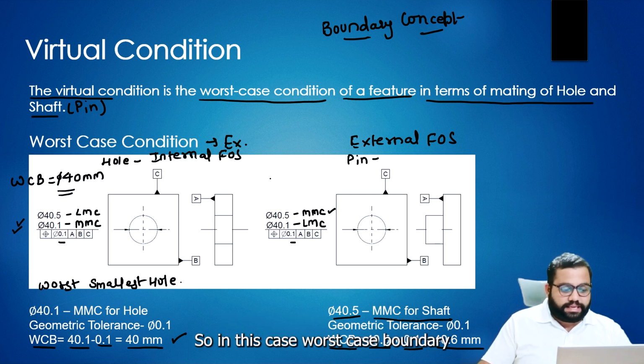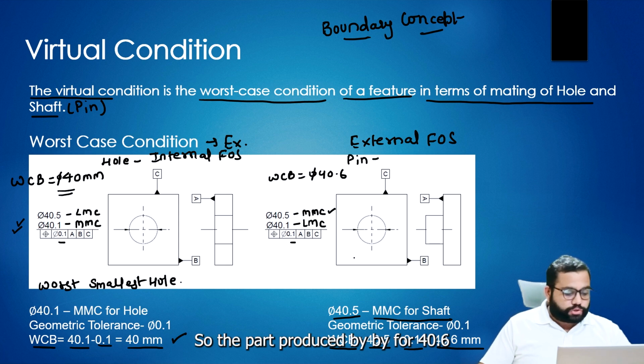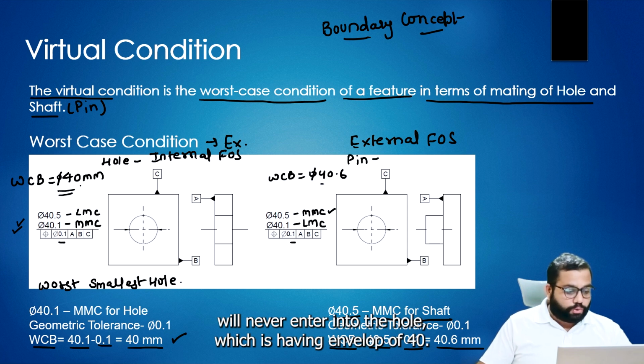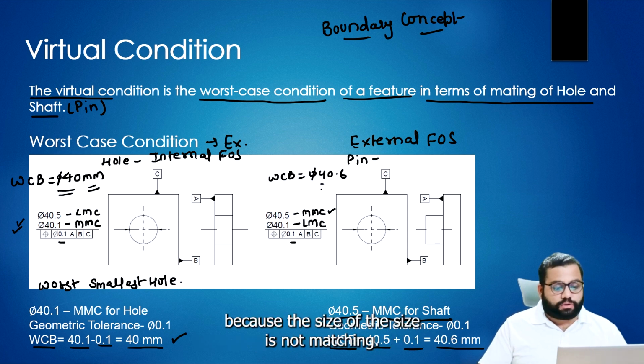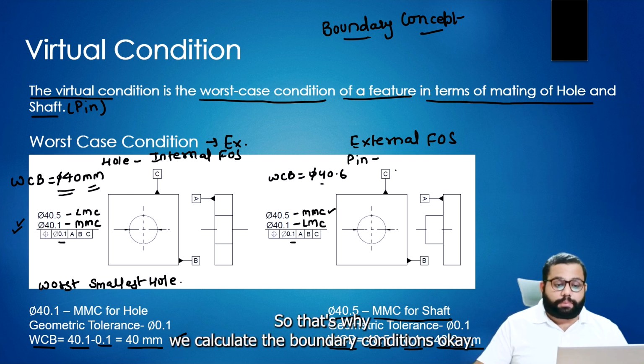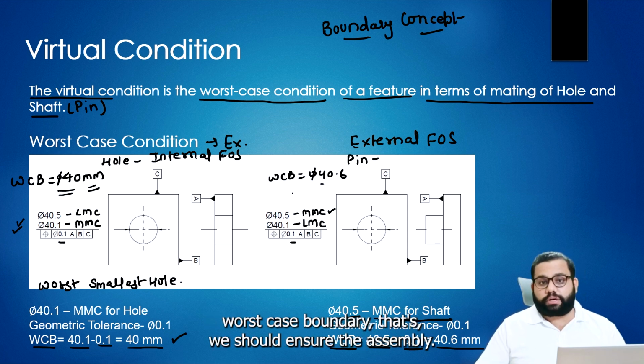So in this case, the worst case boundary will be diameter 40.6. The part produced at 40.6 will never enter the hole, which has an envelope of 40 mm. This shaft is never going to enter this hole because the sizes do not match. That's why we calculate the boundary conditions, the worst case boundary. We should ensure the assembly.